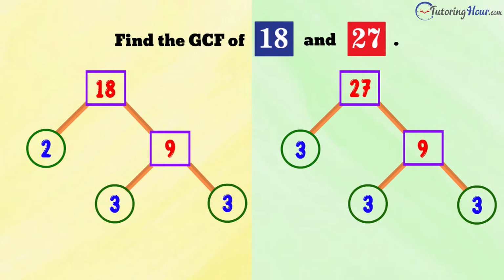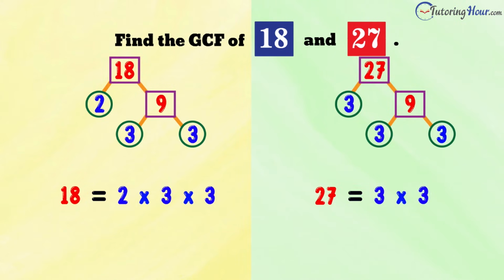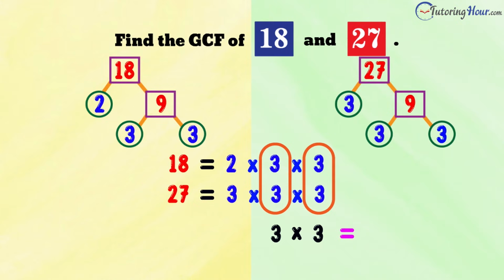Let's list out the prime factors of both these numbers in ascending order. 18 can be written as 2 times 3 times 3, and 27 can be expressed as 3 times 3 times 3. We'll look for the common factors in both lists. We have two 3's common. Multiplying the common factors, 3 times 3, we have 9. And that is our GCF.